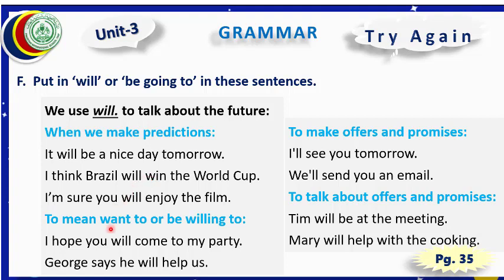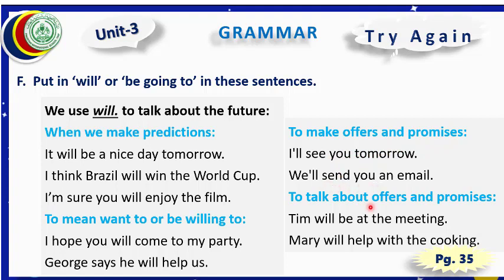If the sentence is telling us what someone wants or what someone is willing to do, then we shall use will. I hope you will come to my party. George says he will help us. Yes, students, in both sentences, someone is telling willingness. In that case, we use will. To make offers and promises, we use will. I will see you tomorrow. We will send you an email.